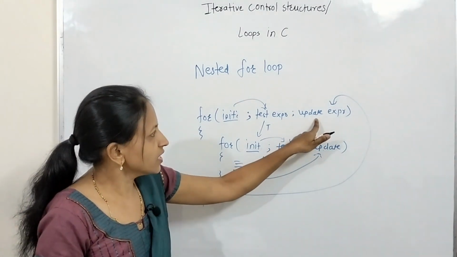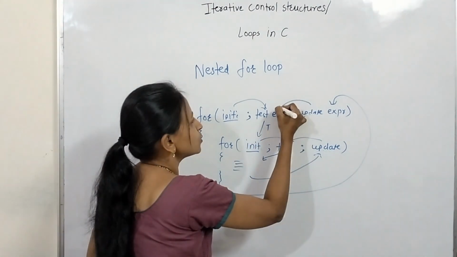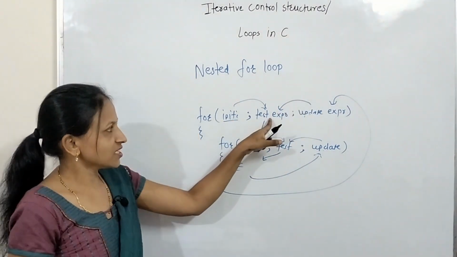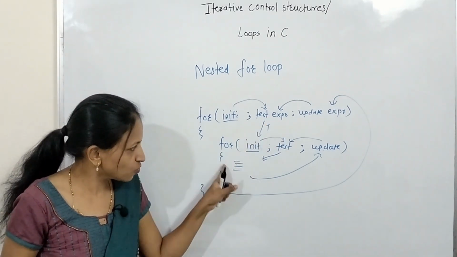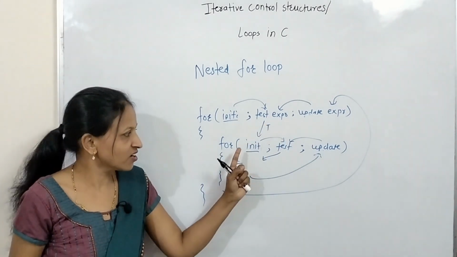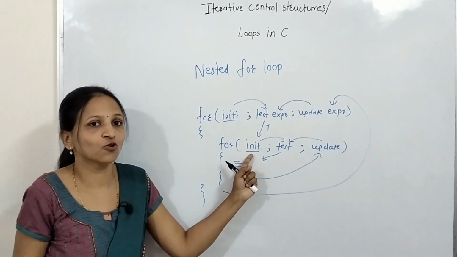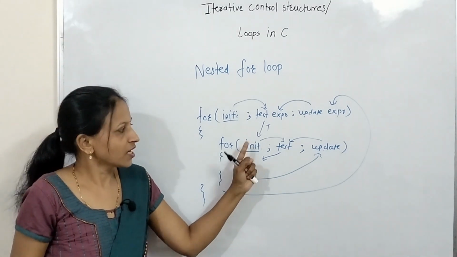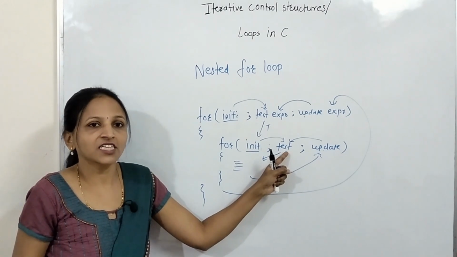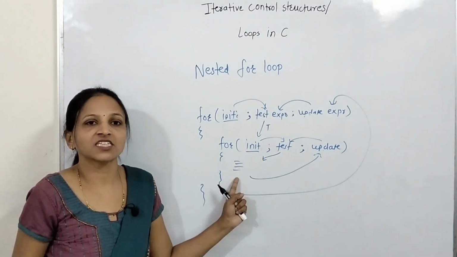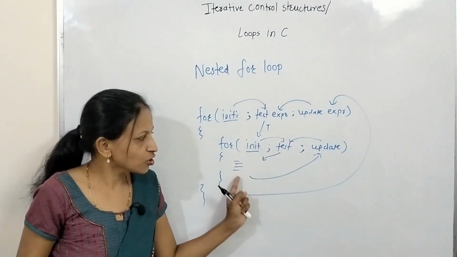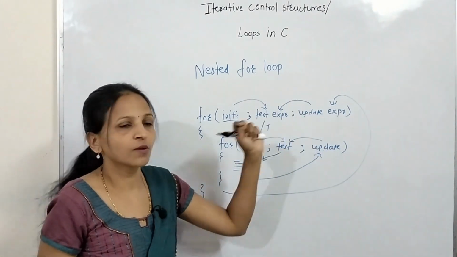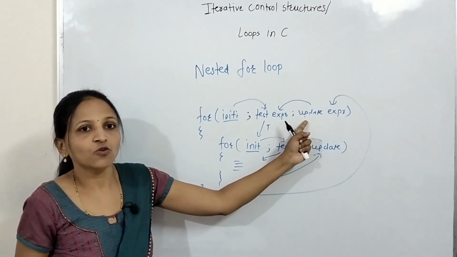Then after that it will check the test expression placed in the outer loop. If it is true, again this whole loop will get executed: again the initialization of the inner loop will be done, again the test expression will be checked, and if it is true, again this will get executed, again and again. After execution of the inner loop, it will again go here to update the value of the outer loop.